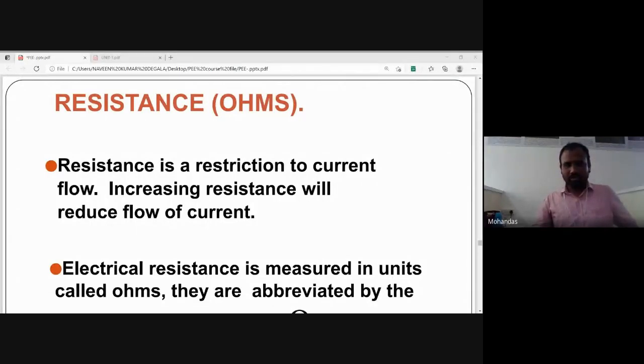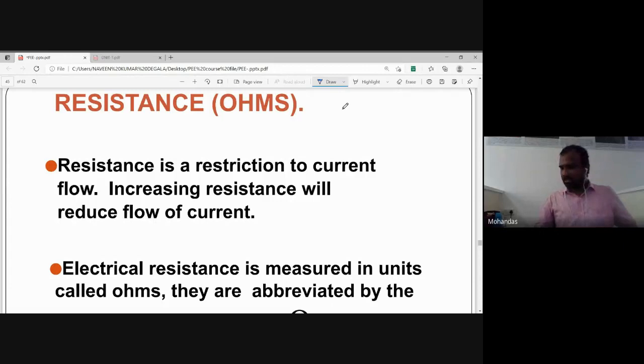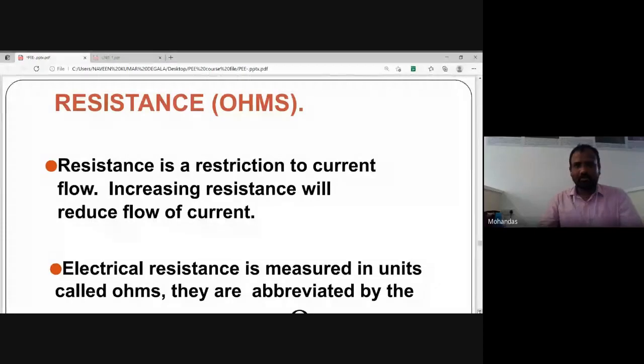Now next one is resistance. After completion of resistance and inductor, we'll go for these laws. Let me finish this resistance.